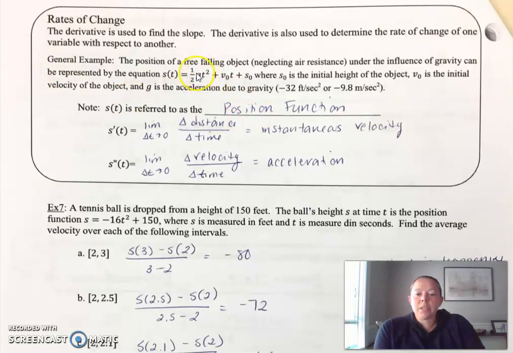So G is your gravity, depending on if you're in feet per second or meters per second. And then V initial, that's your initial velocity. And then S initial, that's your initial height that you're starting at. So notice, here's what's new. S prime of t, the derivative, is the limit as the change in t approaches 0 of your change in distance over change in time. That's just your derivative. Remember, without the limit notation, it's just the slope. But as soon as you add this in, now you're getting the instantaneous rate of change. So the derivative gives us the instantaneous rate of change, and then the double derivative gives us the acceleration.